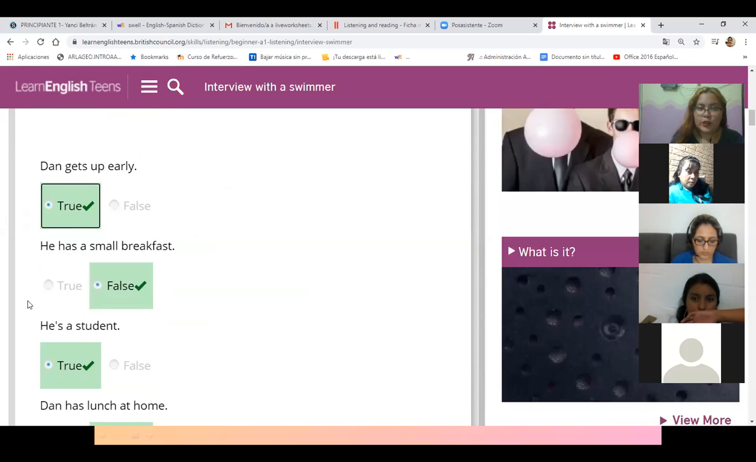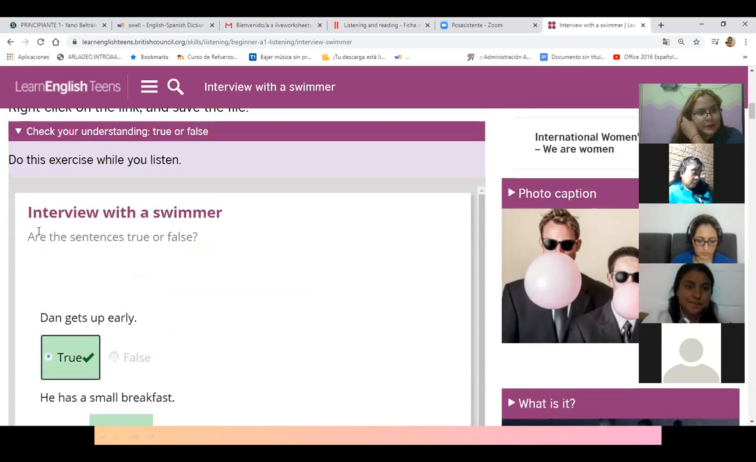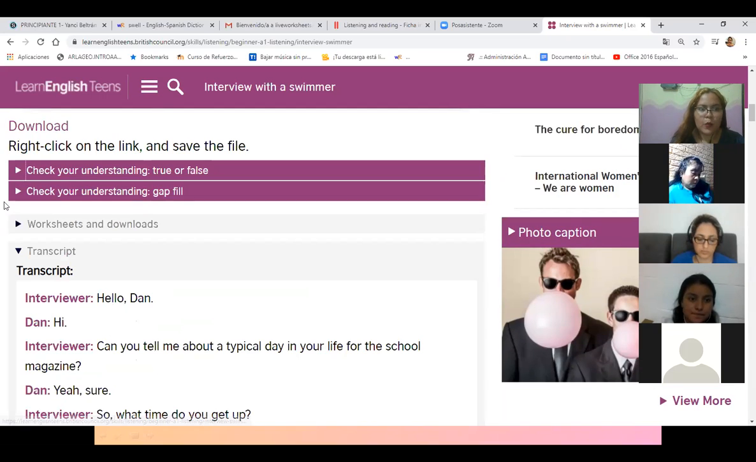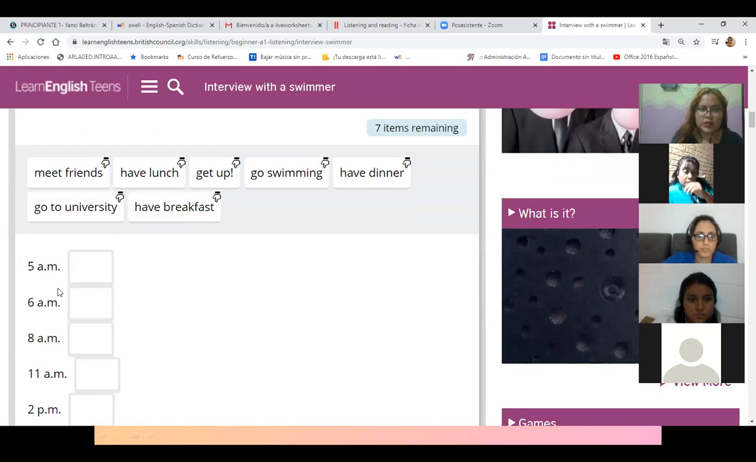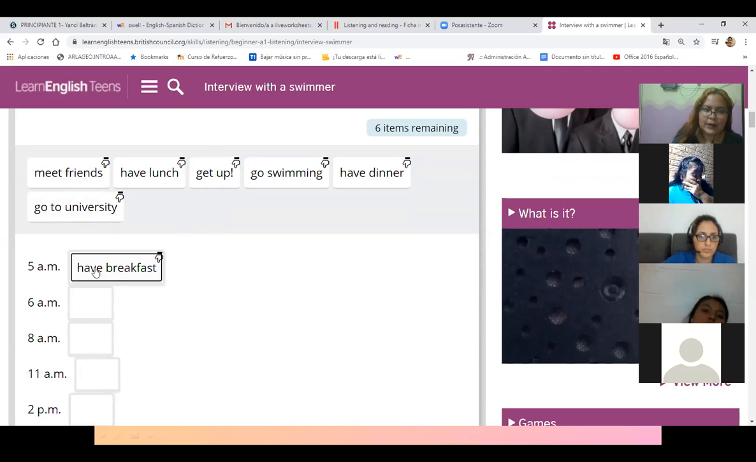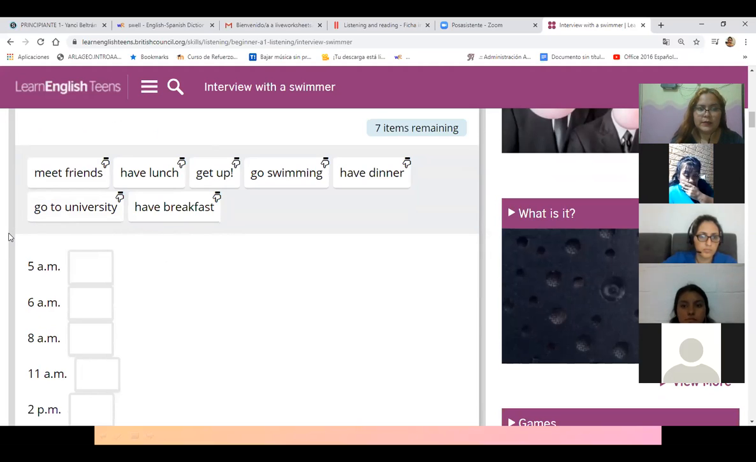Now, you are going to listen again, okay? You're going to listen one more time and you are going to work on the activity 2. Look, activity 2. Check your understanding, gap fill. So in this exercise, you see some time expressions and some activities. So you have to click on the activity and then click on the time expression, okay? But to do this activity, let's listen one more time.